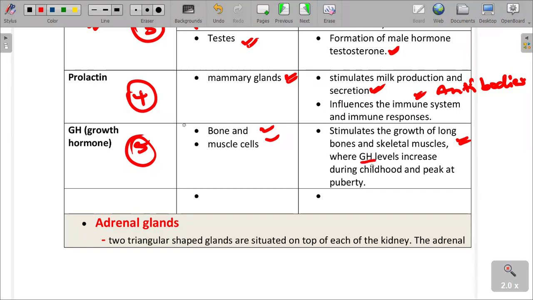We need to understand again that the growth hormone, which is GH, increases during childhood. People tend to grow fast when they are still children, and it also peaks at puberty.